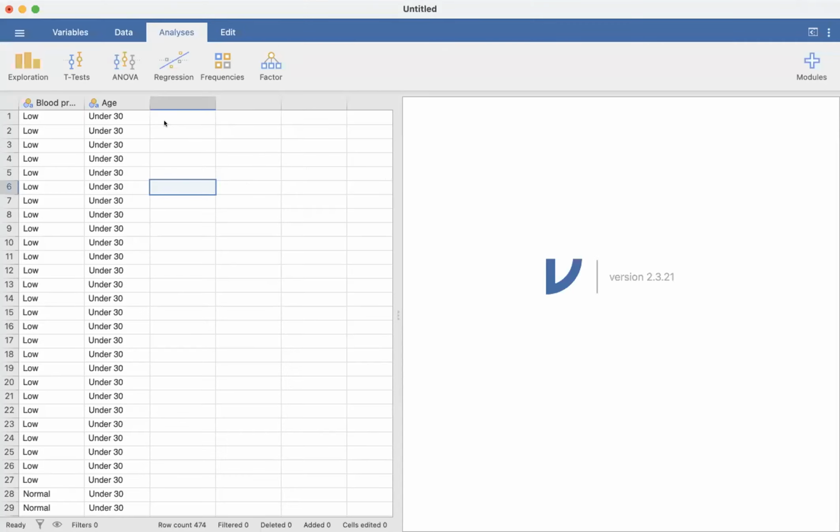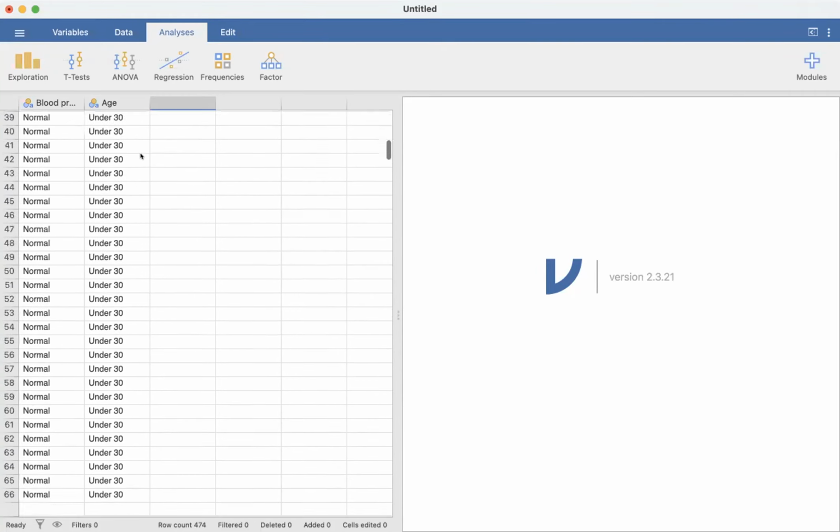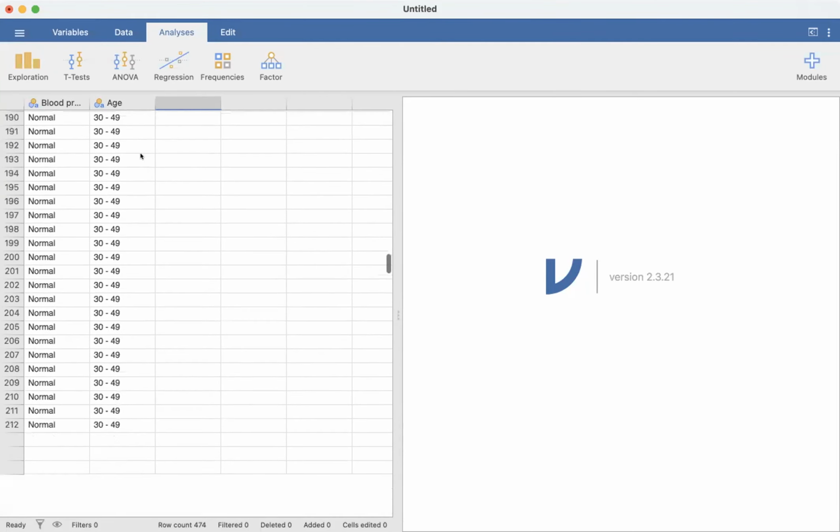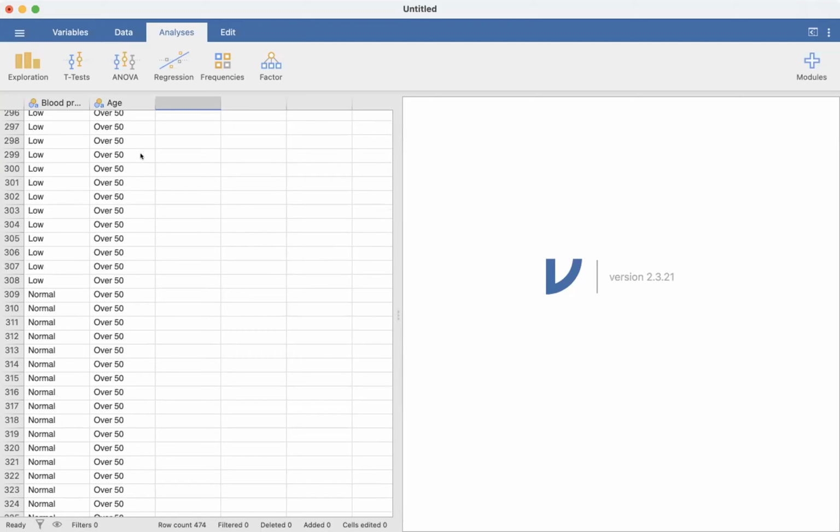If we go to Jamovi, we'll see that in the second column, we have the age of the participant: under 30, 30 to 49, or over 50. A lot of times when you carry out studies, you don't ask for the exact age of the participant, because this does preserve some of the anonymity of those participating in the study.